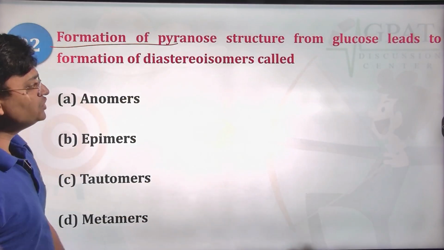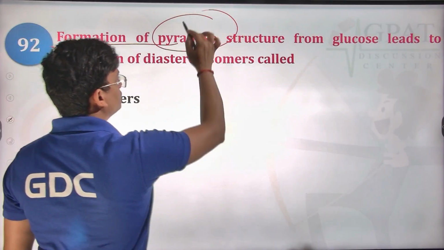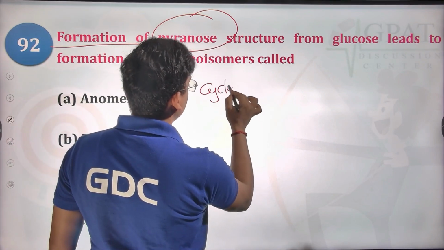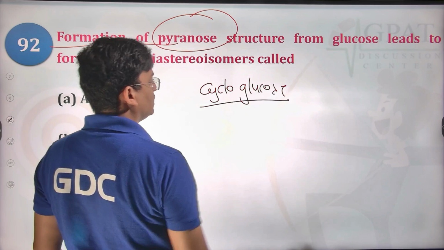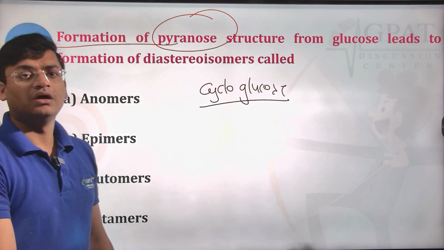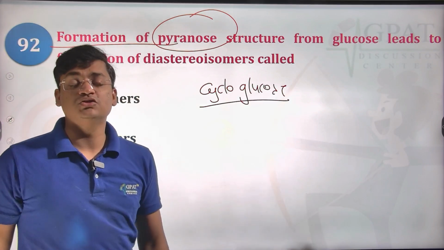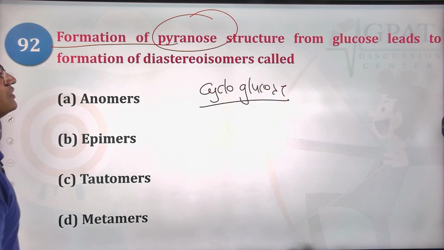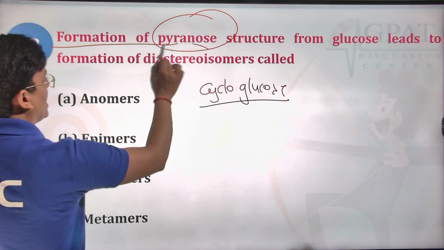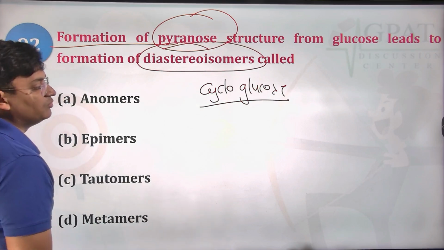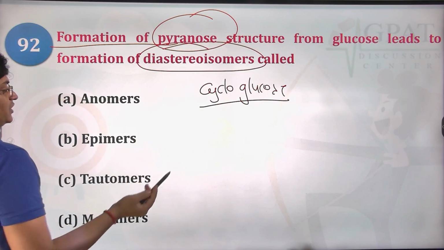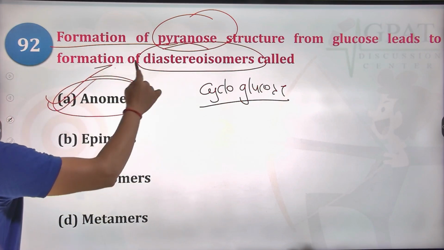Formation of the pyranose structure, that is cyclic glucose. The glucose structure can be converted from cyclic to chain and chain to cyclic. This is known as mutarotation. The structure from glucose leads to the formation of diastereoisomers that are known as... So the cyclic glucoses have alpha and beta forms, and these are known as anomers. Alpha and beta forms, so they are anomers.